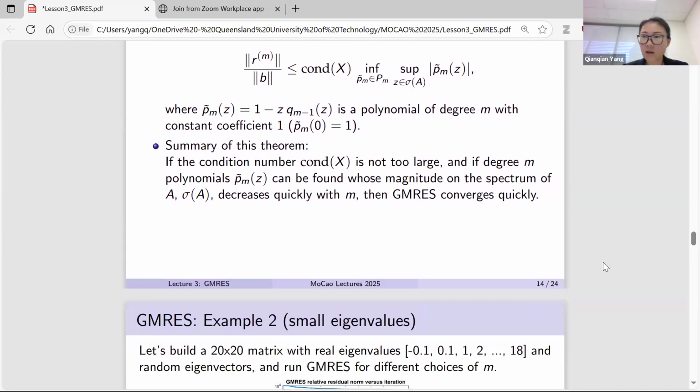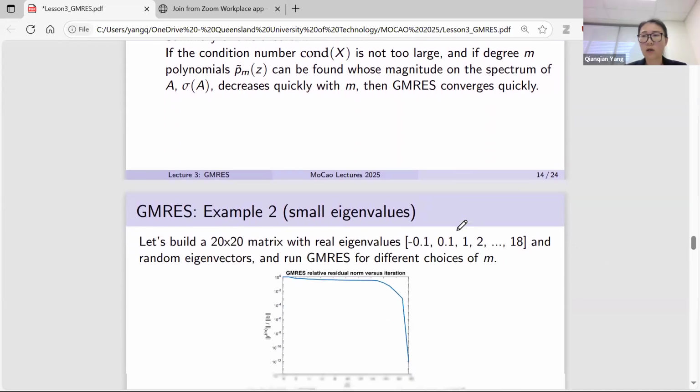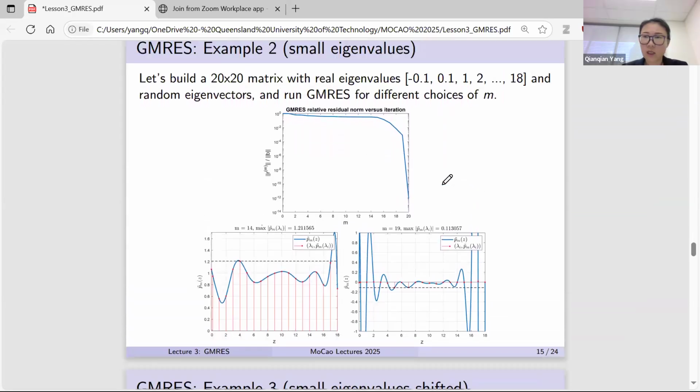All right. So now let's have a look at some more examples. Before, the first example was that the eigenvalues are complex numbers. So this one, let's pick an example where all the eigenvalues are real ones. This is me again building a 20 by 20 matrix with real eigenvalues.